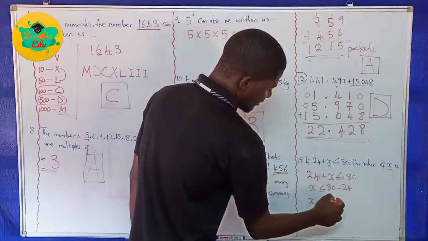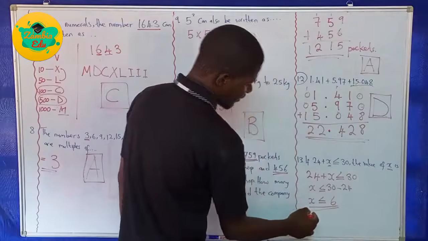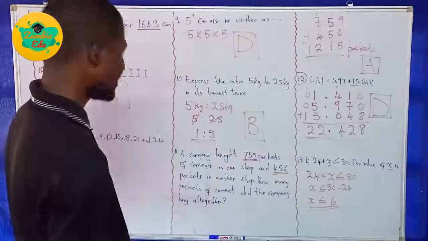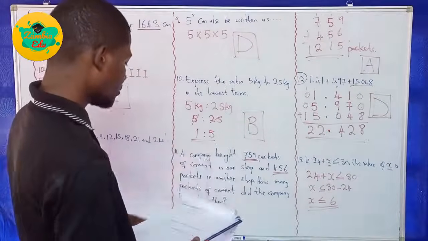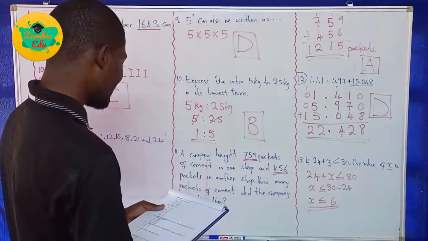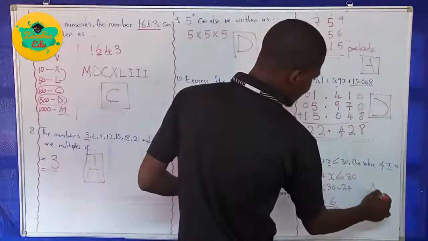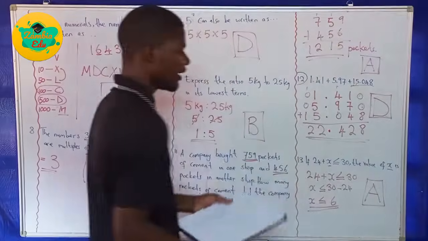Minus 24 is 6. So x is less than or equal to 6. And that answer was represented as option A. So number 13, the answer was A in that way.